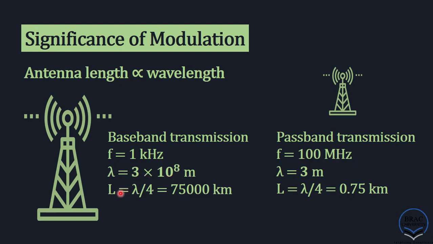If the antenna length is in the order of 1/4 of the wavelength, then in this case the antenna length will be 75,000 kilometers. Oh my god. Even Everest has a height of only about 9 kilometers.